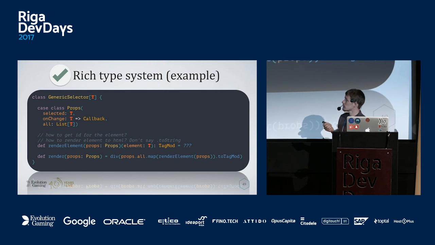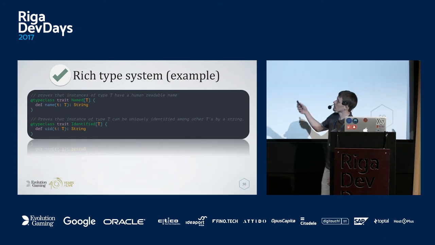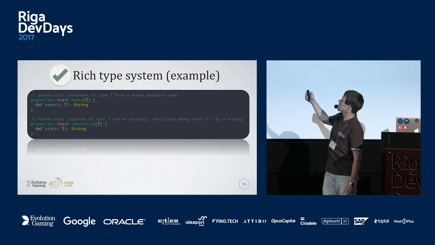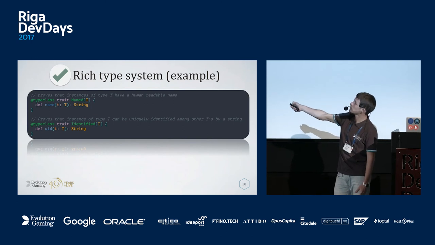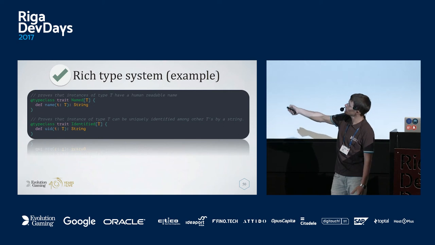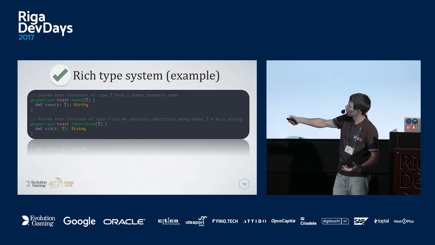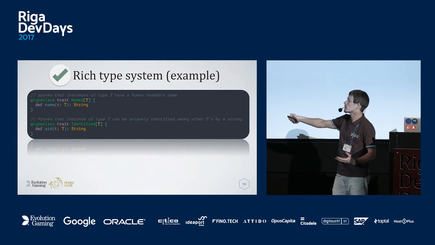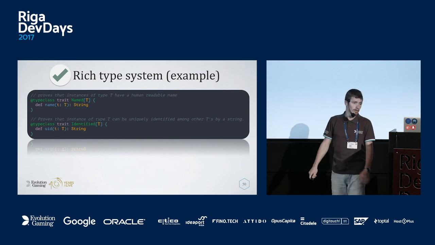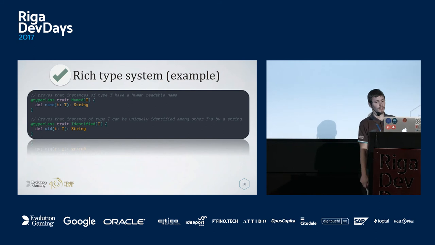So let's introduce some type classes that will define these new behaviors we need for some abstract type T. A type class named will just say that if there is an instance of this type class for type T, we can get a name for it of type string. And we'll have another type class identifier that will say that for an element of T, we can get a unique identifier also of type string. I try to keep things simple here in signatures.